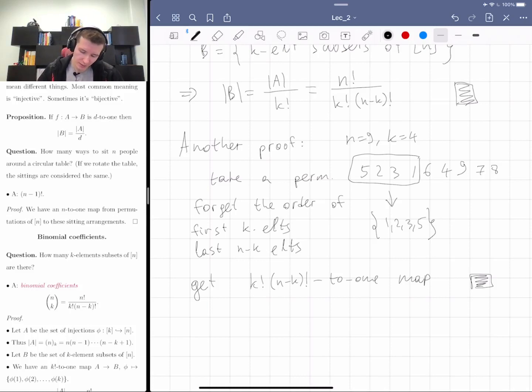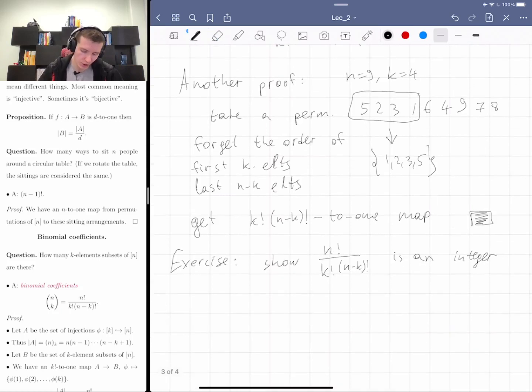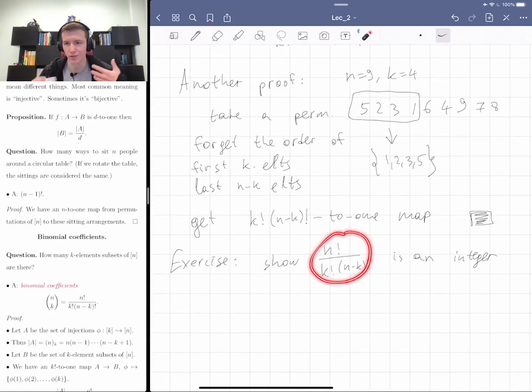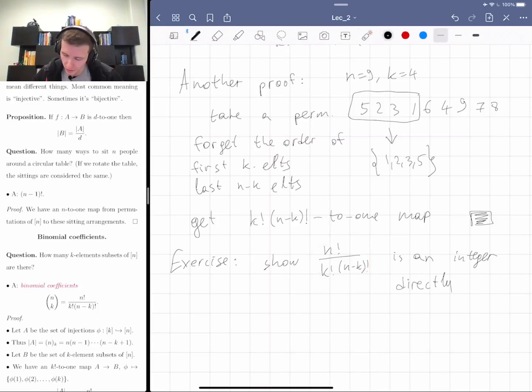And a pretty hard exercise is to show that n factorial over k factorial times n minus k factorial is an integer. We showed that it counts the number of k-element sets, so it must be an integer. But how do you show it directly? Without that, you have n factorial, how to show that it's divisible by k factorial times n minus k factorial. That's a pretty non-trivial exercise.